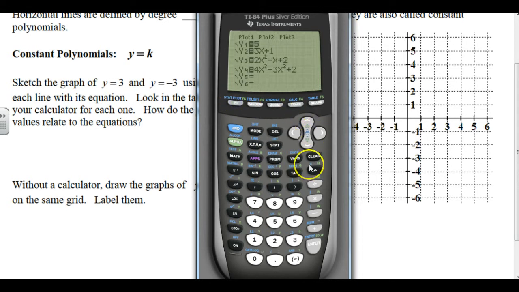Okay, let's go to y equals. We'll change this to a 3. Let's clear everything else out, and we'll go to here and enter y equals -3. And let's graph those. So first is the graph of y equals 3, and there's the graph of y equals negative 3.